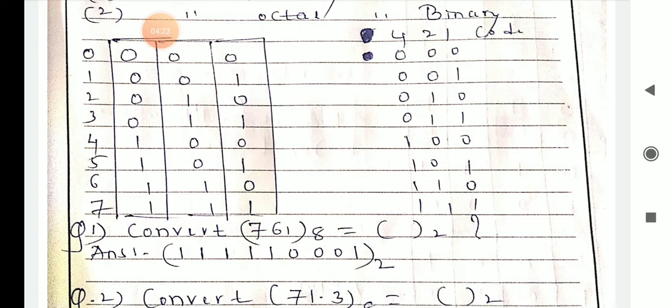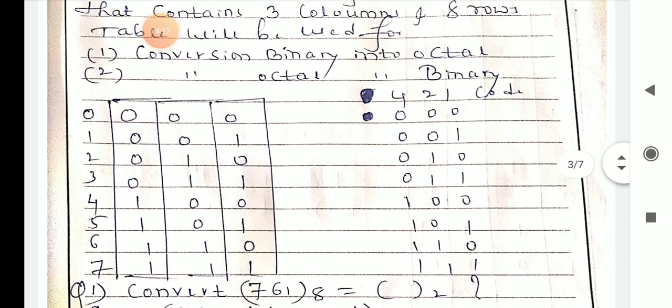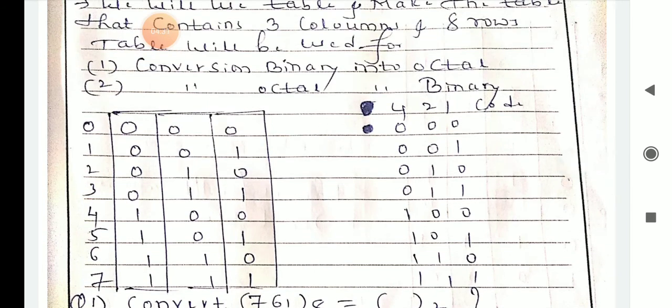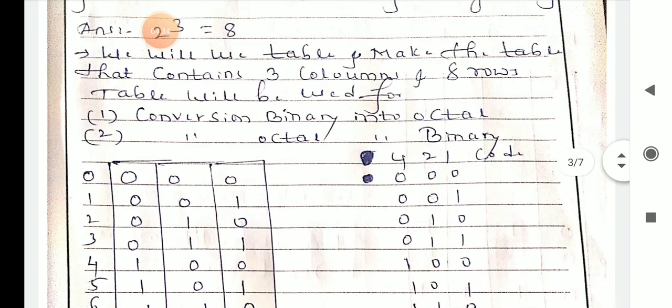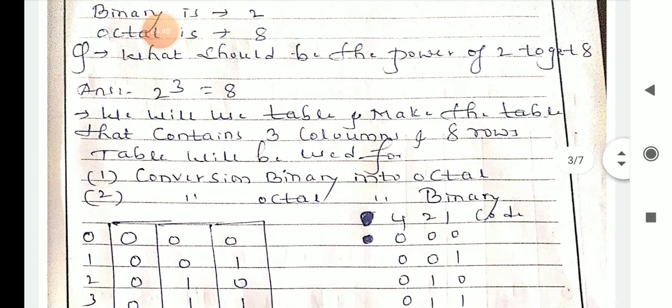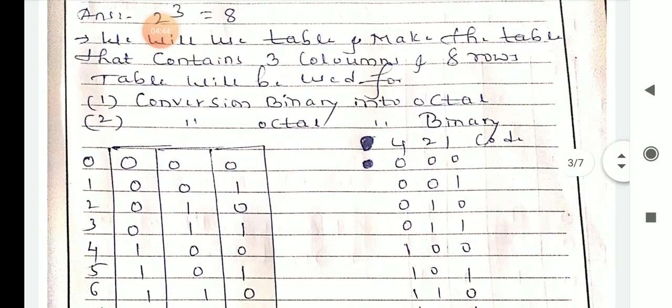Like that you can write all the possible combinations for 0 to 7. You can count that 0 to 7 is 8 numbers, and 2 to the power of 3 gives 8. So this is the table you have to refer to while solving examples of conversion of binary into octal and octal into binary.